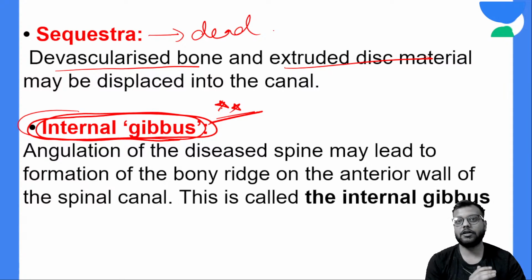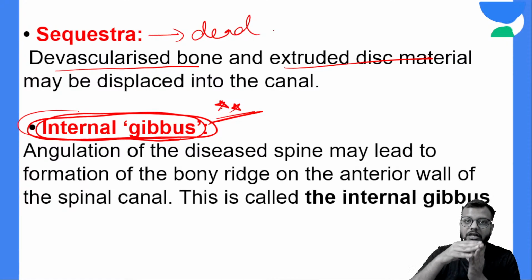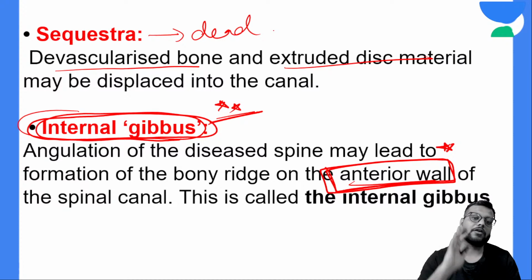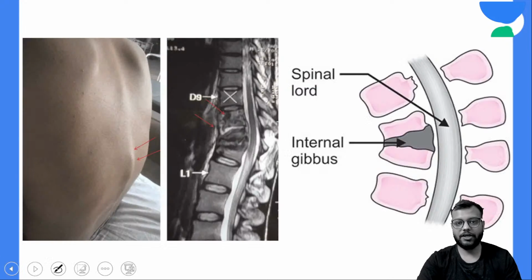Okay, so what happens in an internal gibbus? Due to disease of the spine, due to tuberculosis, there is angulation and there is formation of a bony ridge like this, again on the anterior wall. Very important. I have told you in the beginning of the lecture that everything here will start from the anterior wall. So due to the lesion on the anterior wall, there will be a bony ridge or an angulation which is called the internal gibbus.